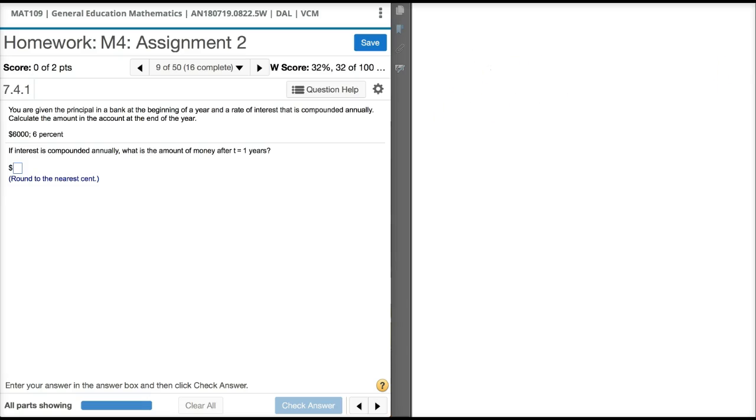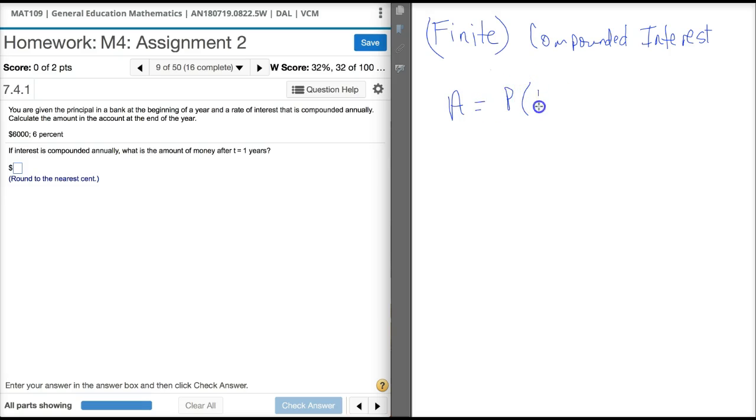Whenever we talk about compound interest in general, we have what's called finite compound interest, which is compounding interest based upon a specified number of times per year. I'll go ahead and write that, compounded interest. The formula for that is A equals P times (1 plus R divided by N), raised to the power of N times T.